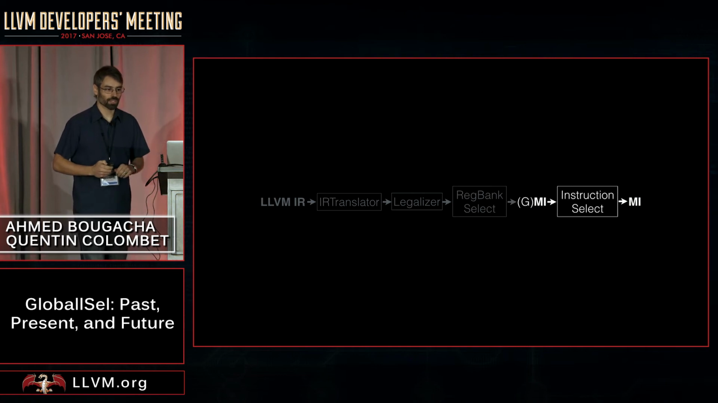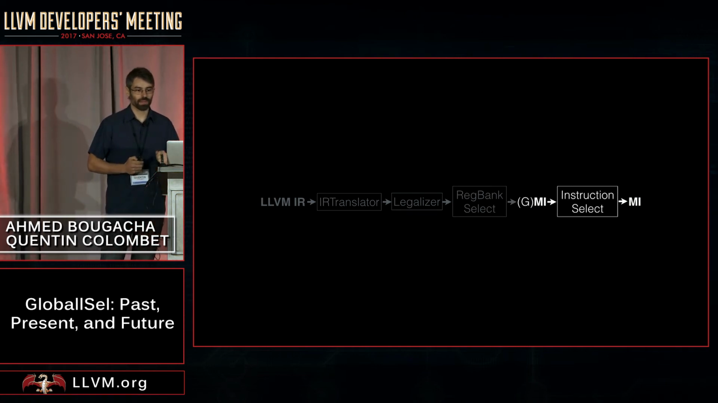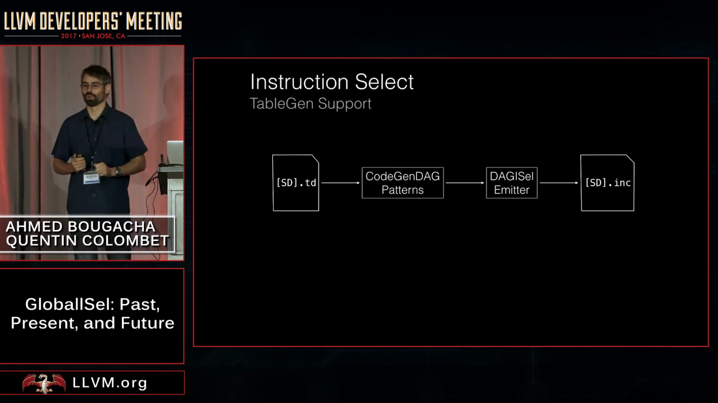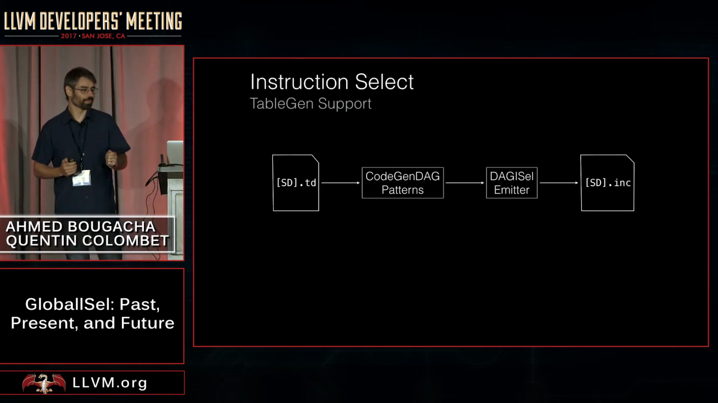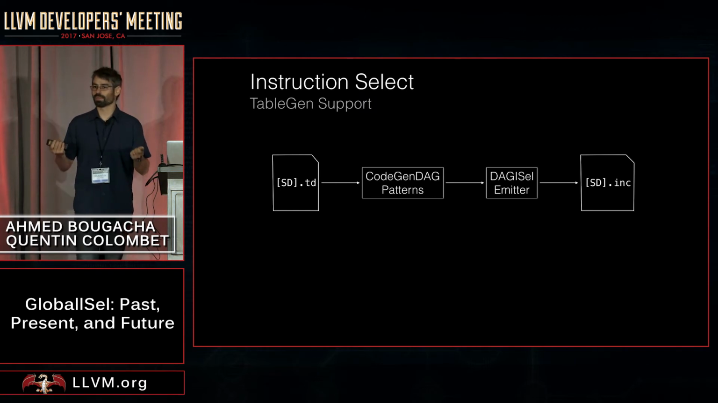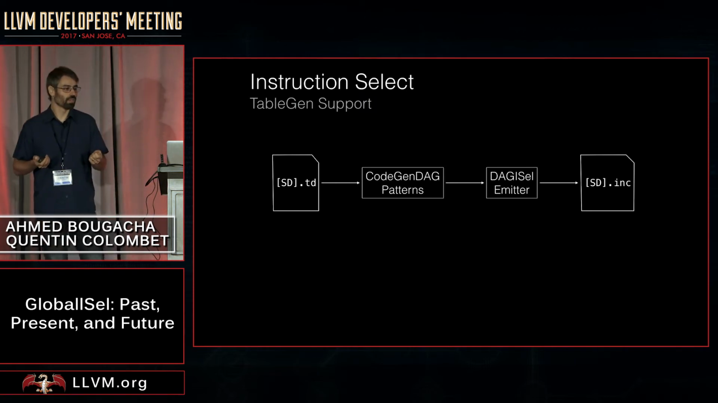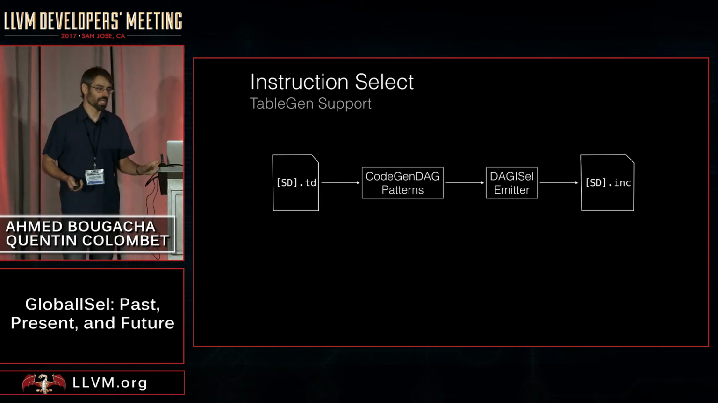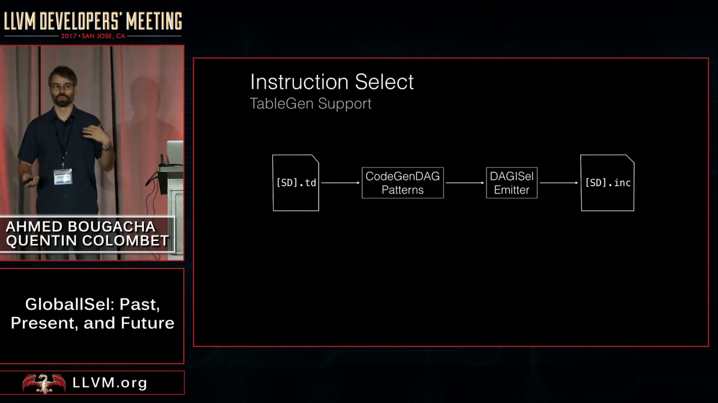So next is instruction select. We spent a lot of effort on that part, and in particular, we worked on the TableGen support. So what does this mean? In most targets in LLVM, if not all, you have a target description file that is written for SelectionDAG and expresses how you're going to take some patterns and map that to target-specific instructions. And we want to reuse that as much as possible because we don't want you to have to start from scratch when you port to GlobalISel.